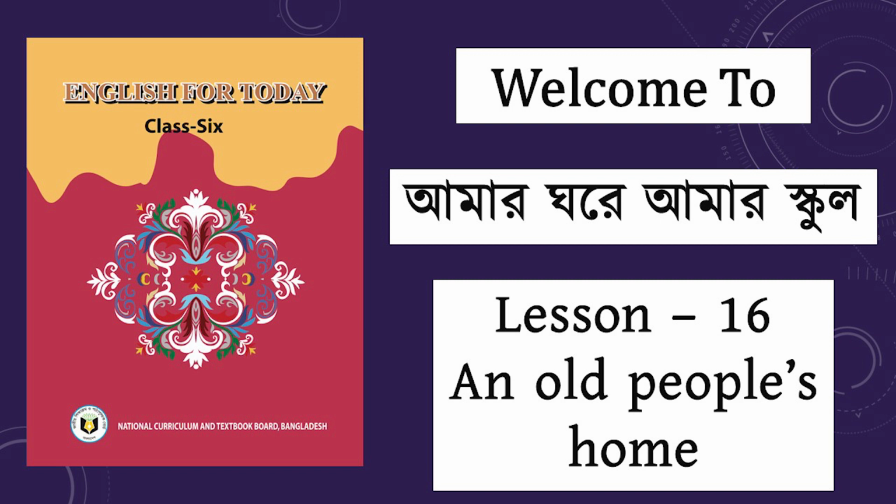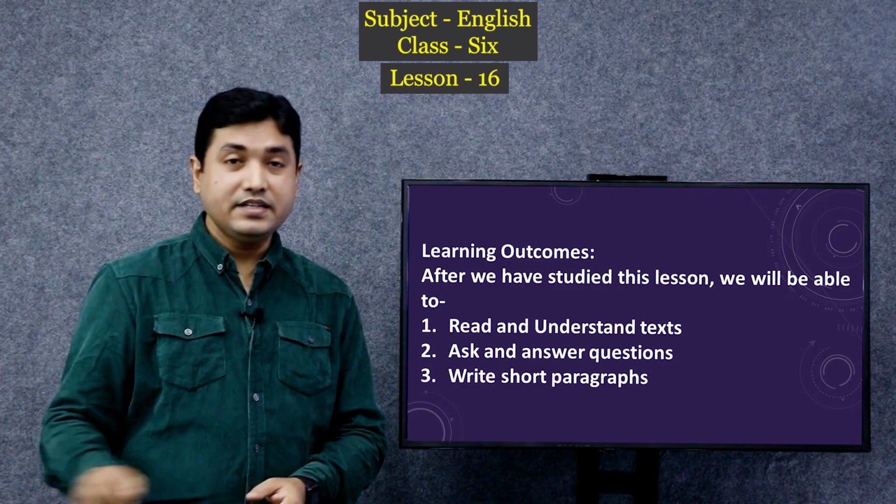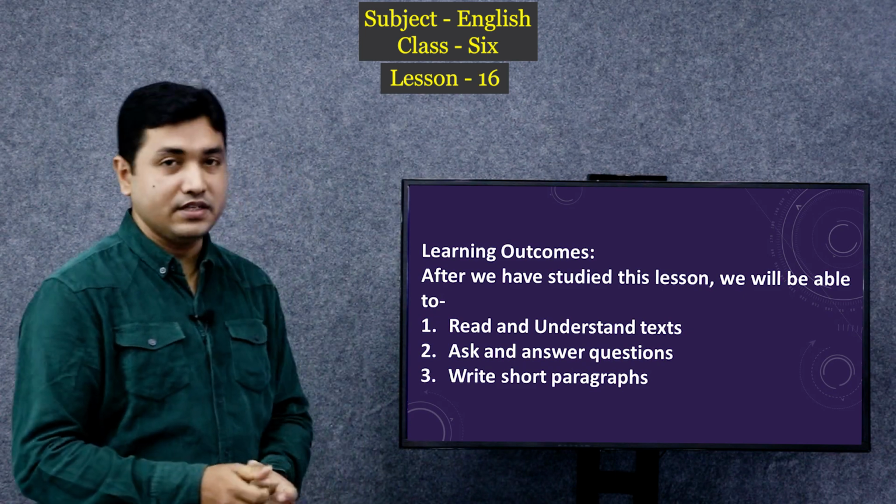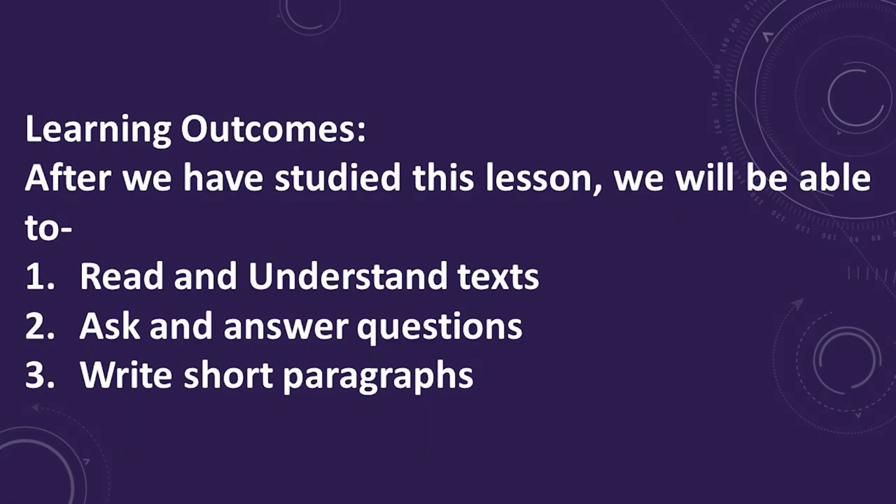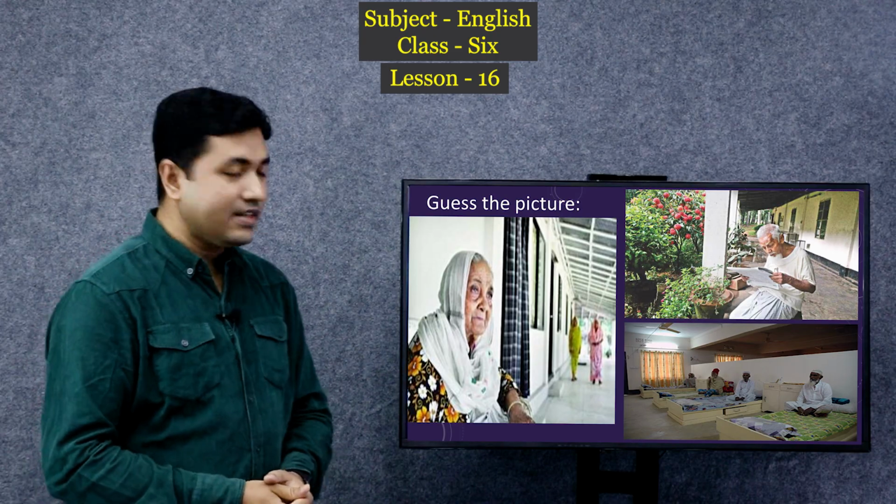Today, I will take a class from the English for Today book. It is lesson 16 and you can see the title here, An Old People's Home. Let's see the learning outcomes of today's lesson. After we have studied this lesson, we will be able to read and understand texts, ask and answer questions, and write short paragraphs.